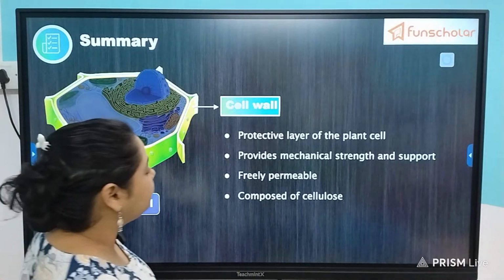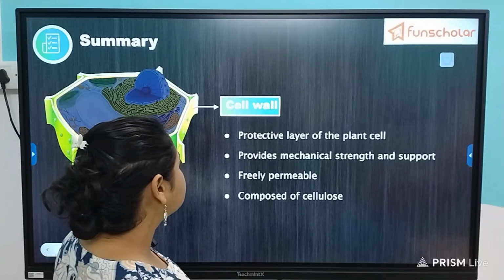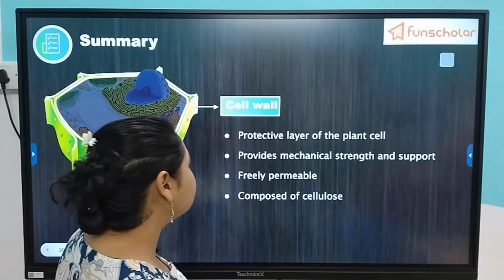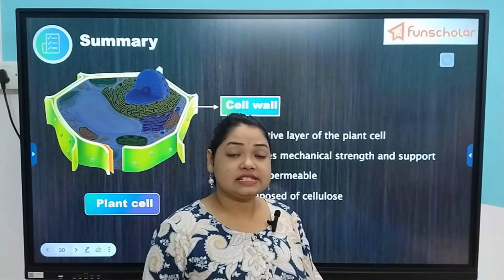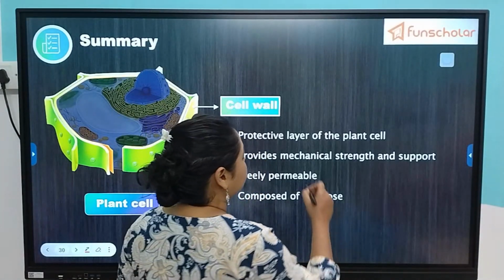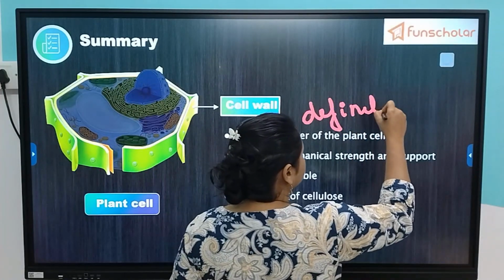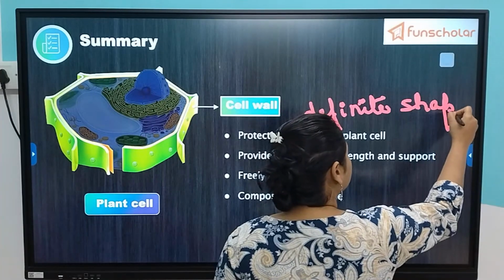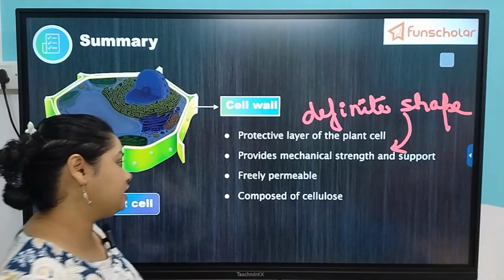So you can see here that the protective layer of the plant cell is the cell wall. It provides mechanical strength and support, and it is the reason why the cells which have a cell wall have a definite shape. They have a definite shape due to this property, that mechanical strength and support.